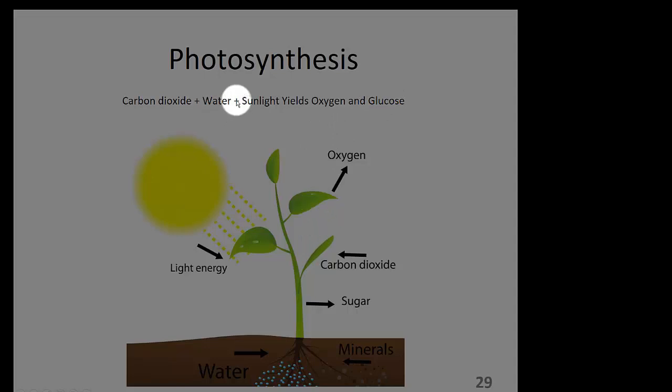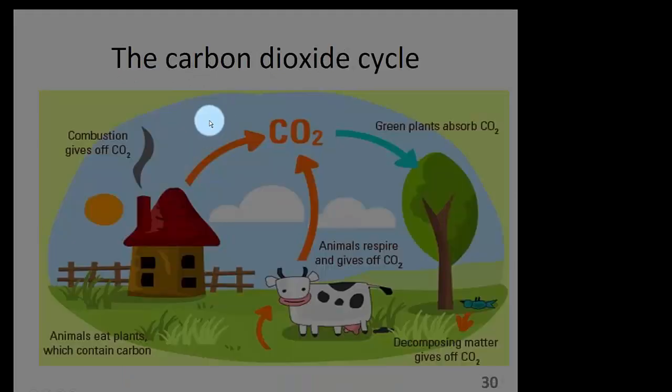We know if we take a potted plant, put it inside and don't water it, it dies. The same thing would happen if we had no carbon dioxide in the atmosphere. This would become a dead planet. This is the carbon dioxide cycle. Decomposing matter, animals and plants, gives off carbon dioxide. Animals respire and give off carbon dioxide. We burn fossil fuels and give off carbon dioxide, all helping plants.